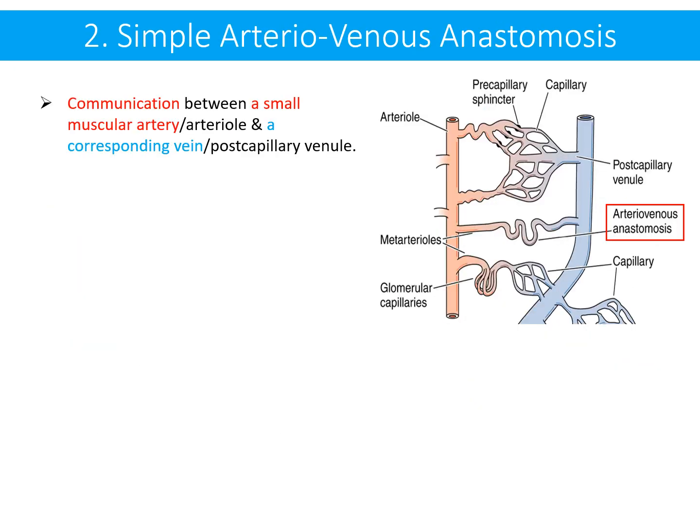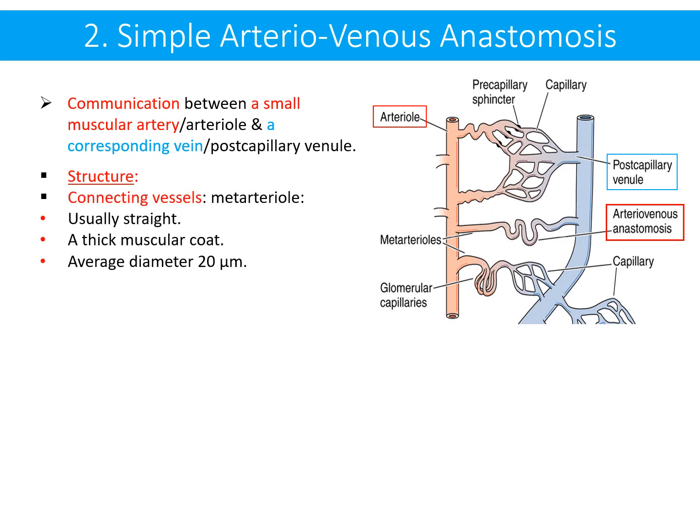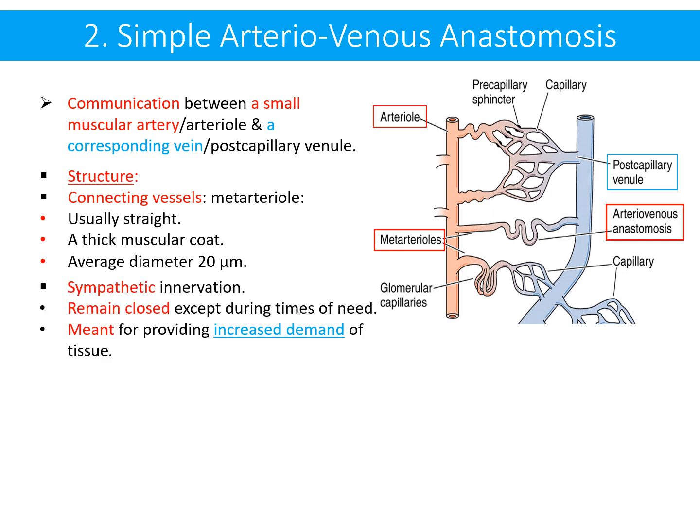Number two, simple arteriovenous anastomosis. It is a communication between a small muscular artery or an arteriole and a corresponding vein or a postcapillary venule. As regard its structure, it is actually a metarteriole which is in the shape of a straight vessel having a thick muscular coat in its wall and an average diameter of 20 micrometer.